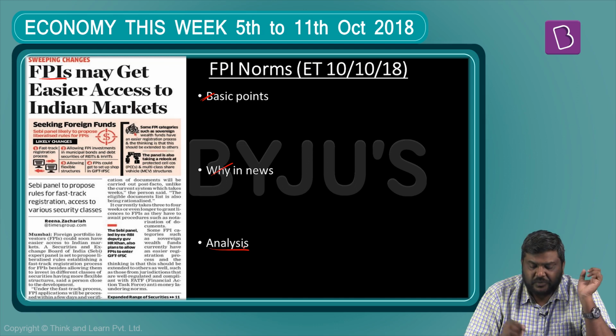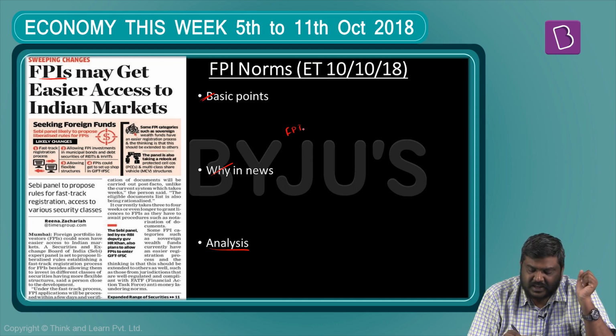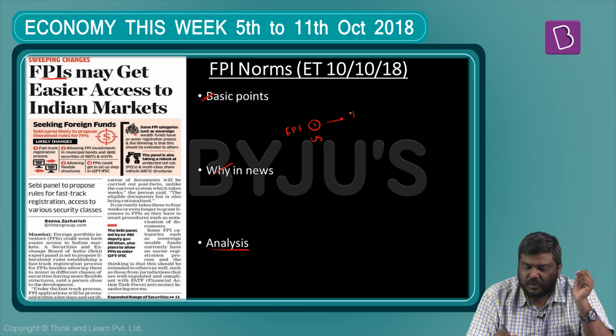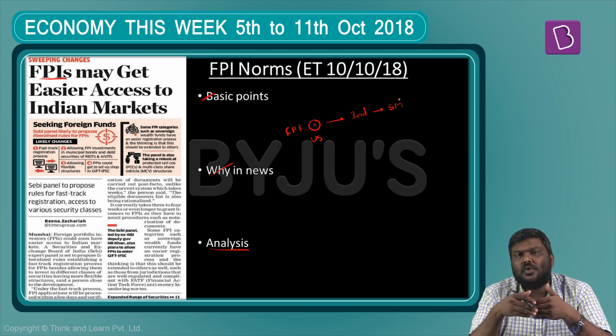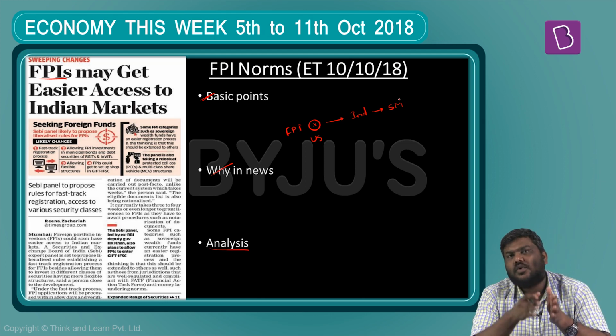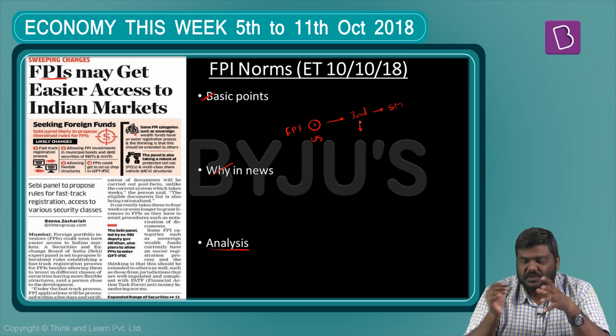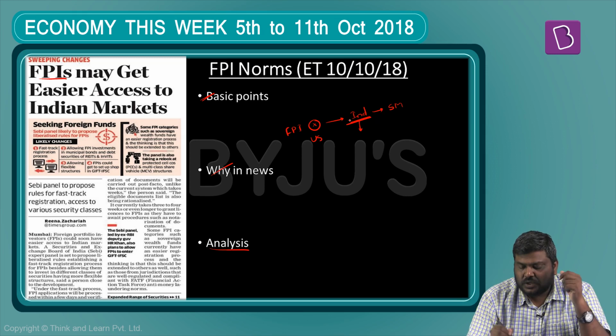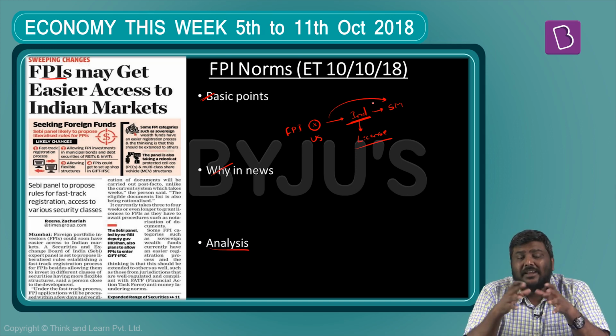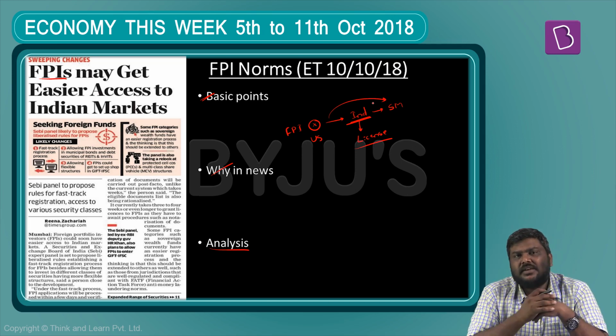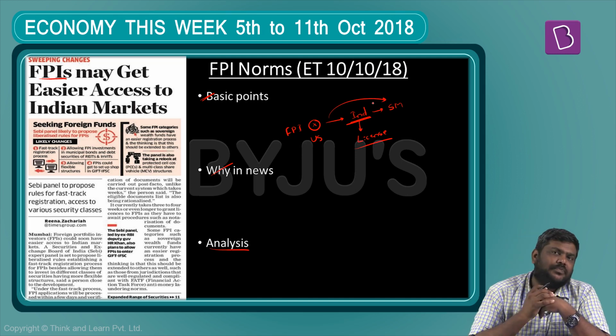It has been seen that whenever an FPI, let's say company X or institution X, which is located in the USA, wants to come into India and invest in the Indian stock market, they have to undergo the KYC process, know your customer, know your client guidelines. Once the KYC process is over, SEBI will issue a license for this company X to invest in the Indian stock market. The time this process takes is somewhere between 3 to 4 weeks.